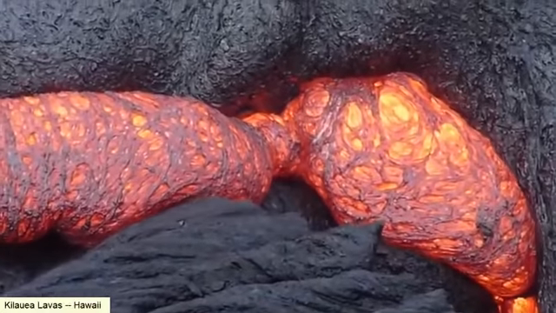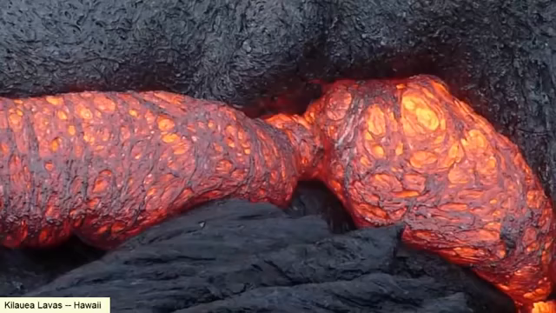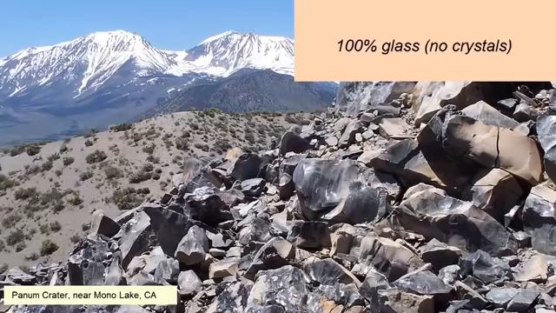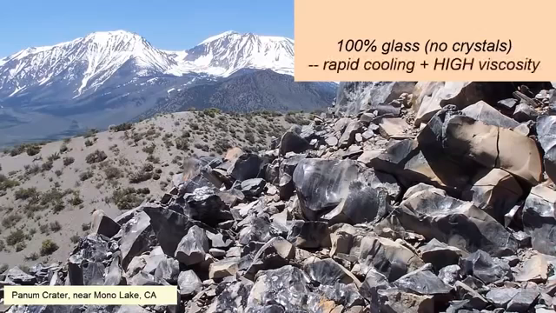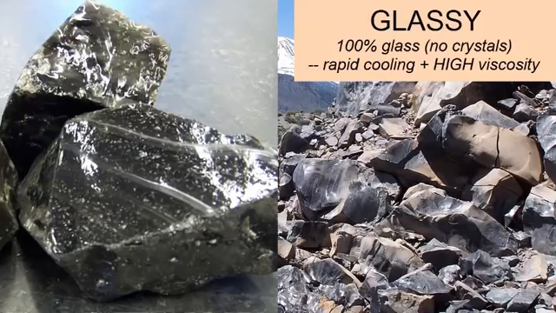Sometimes lava flows cool so quickly, especially their outer edges, that they form no crystals, which we call glass. For a lava flow to form 100% glass, it must do more than just cool quickly. It must also have a very high viscosity, or resistance to flow. A very high silica content can cause high viscosity, and that can lead to a texture called glassy, where 100% of the rock is made of glass.